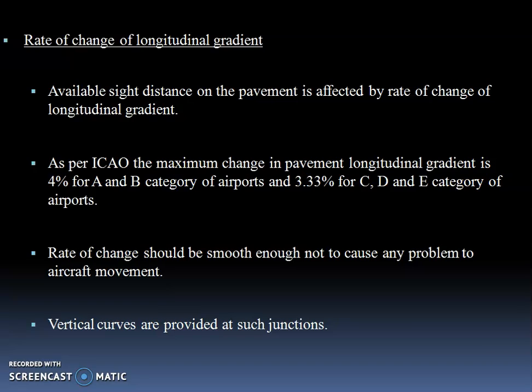Then for the airports with code letters A and B, ICAO recommends the length of the vertical curve as 25 meter for each 1% grade change. Then for the remaining code letters C, D, E, the vertical curve length is 30 meter for each 1% grade change. Okay, then coming to the longitudinal gradient, that is what we have seen now.